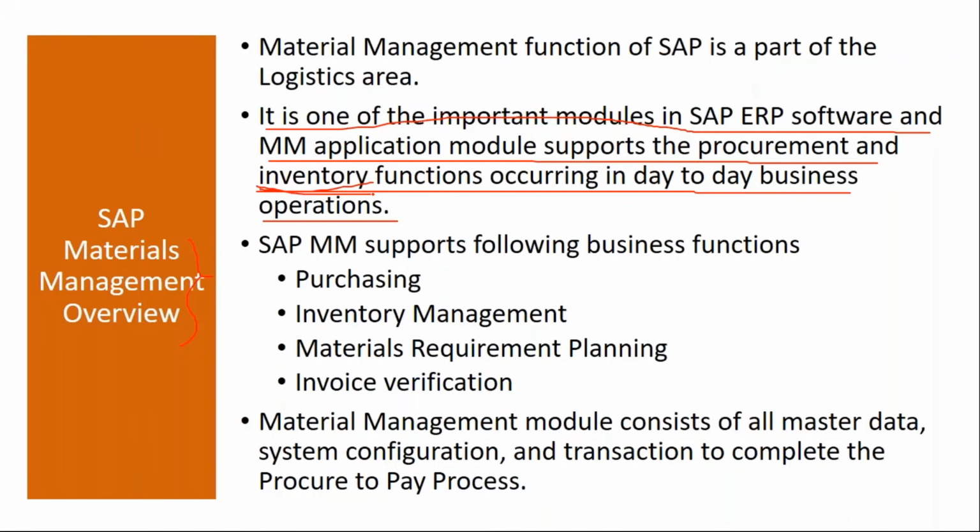SAP MM supports the following business functions. One is purchasing, the one which I just explained. Purchasing means procurement. I want to produce a product. To produce a product, I need some raw materials, input materials. That input materials I need to purchase from the suppliers. So that purchasing activity will be taken care of by MM.